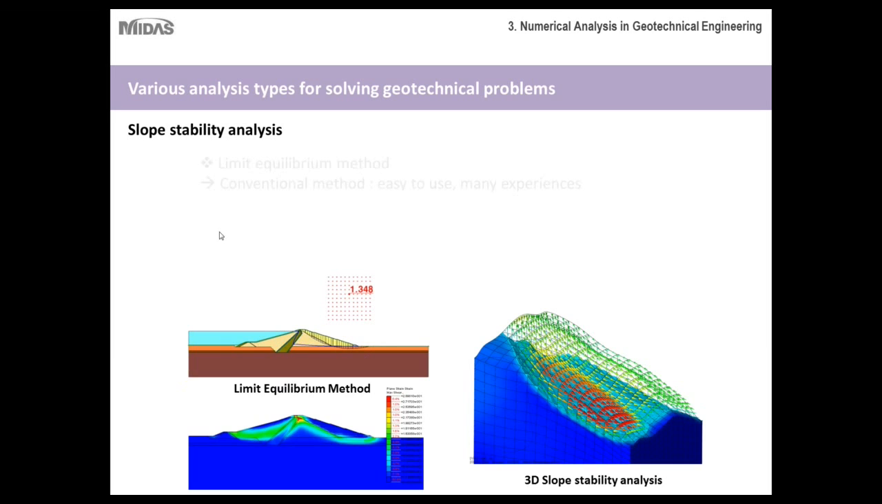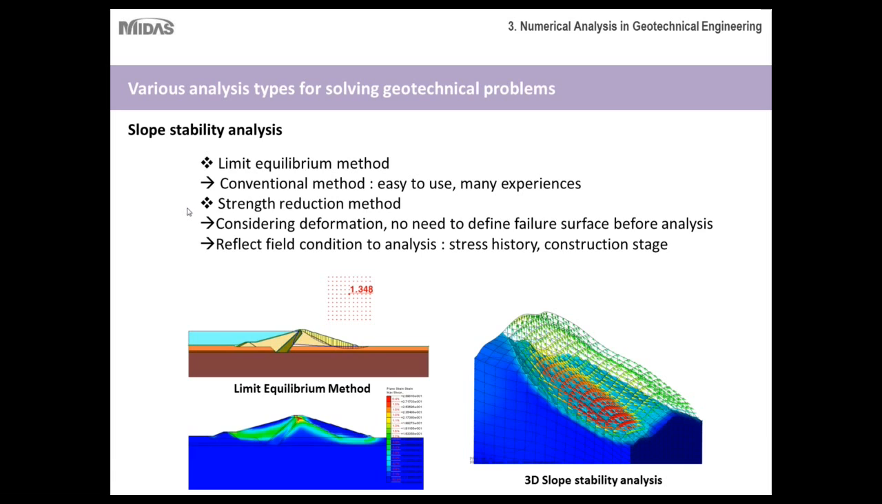Okay, so slope stability analysis. We discussed the limit equilibrium method. It's the most commonly used method because it's very easy to use. Many engineers are experienced with it, and it's very efficient for simple steady state problems. The strength reduction method is how the finite element analysis calculates slope stability. It calculates the factor of safety, but in addition to that, it also considers deformation as well as field conditions such as stress history or construction stages.